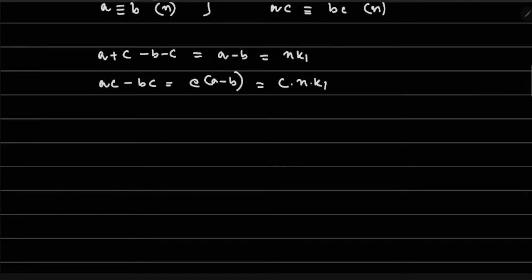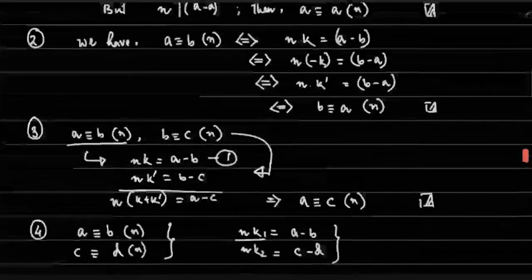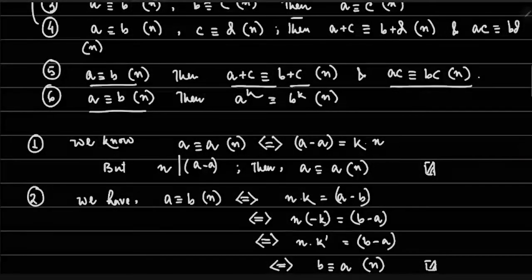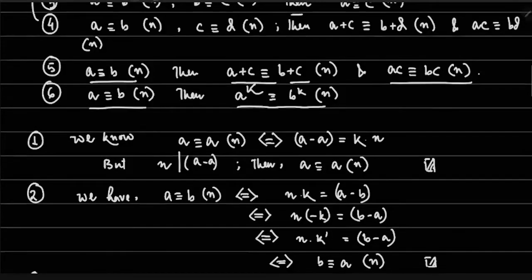And from the fourth one itself, we are going to the sixth one. What is the sixth one? The sixth one is A congruent to B mod n implies A to the power k is congruent to B to the power k mod n.